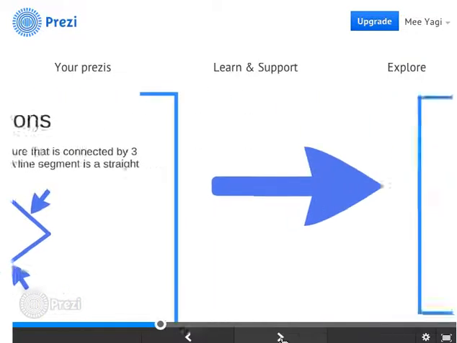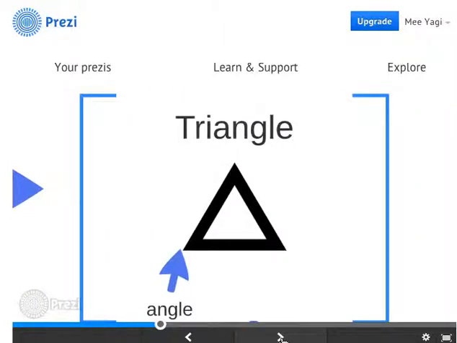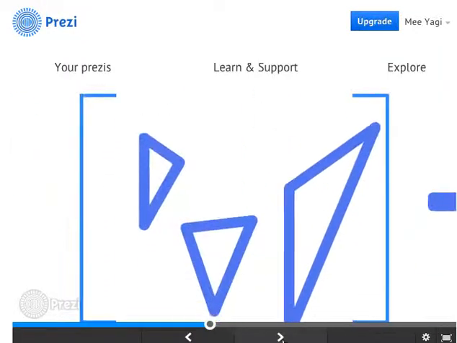Let's look at some other examples of triangles. Again, a triangle has 3 sides, 3 corners, and therefore 3 angles. And these are some other examples of triangles. Even though they all look different, they all share the same attribute or characteristic, which is that they have 3 sides, 3 angles, and 3 corners. Moving on.